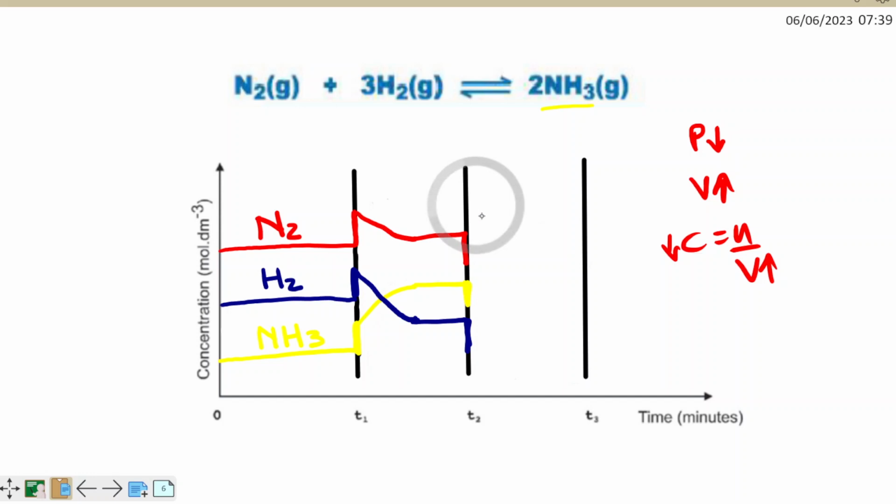But the system now will respond by favoring the side that has more number of moles, which is the left-hand side, or the reverse reaction. So the system now will respond by increasing the concentration of your reactants. In other words, the concentration of N2 starts to increase. The concentration of H2 also increases. But the concentration of your products will decrease until a new equilibrium is reached.